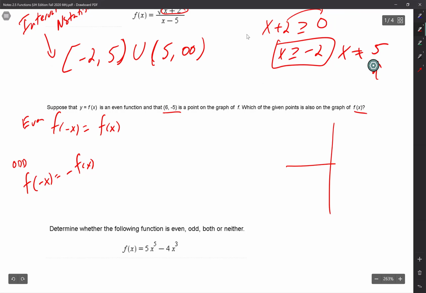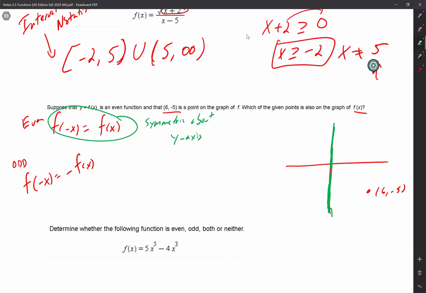All right, well, let's think about it, guys. 6, negative 5 is down here. And this is an even function, which means symmetric about the y-axis. So since we're symmetric about the y-axis, pretend that you're folding along that green line. And if you fold that green line, I'm going to be right here, and that's going to be at negative 6, negative 5. And there it is. That's it, guys.